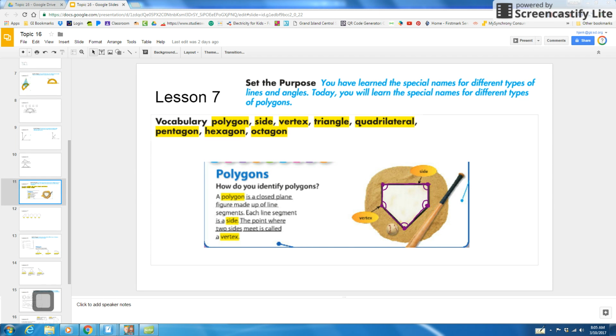So up on the top, you see some vocabulary that I'm sure you've noticed while you've been listening. We have triangle, quadrilateral, pentagon, hexagon, octagon. We're going to be looking at the different types of shapes and how they're classified into their names based on how many sides they have and how many vertices they have. Okay, so let's take a look at our next slide and we'll look at some examples.